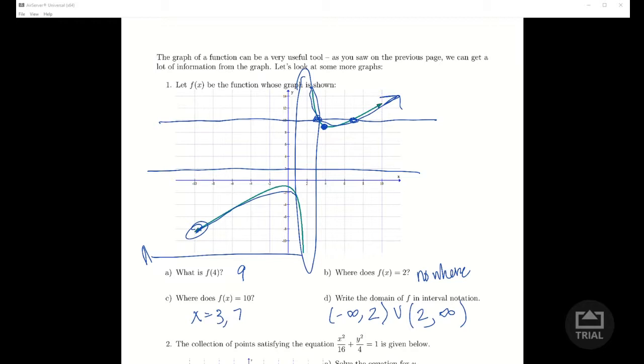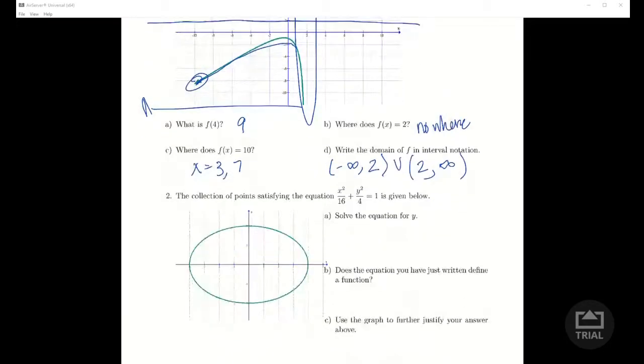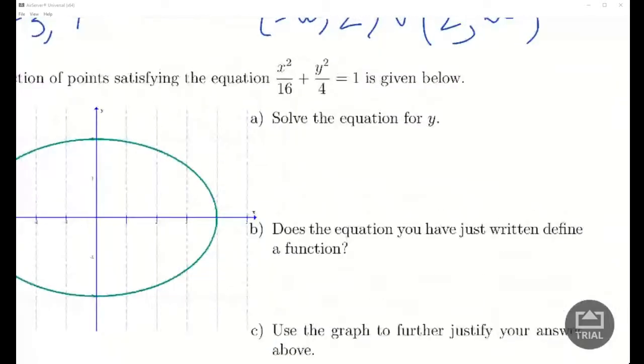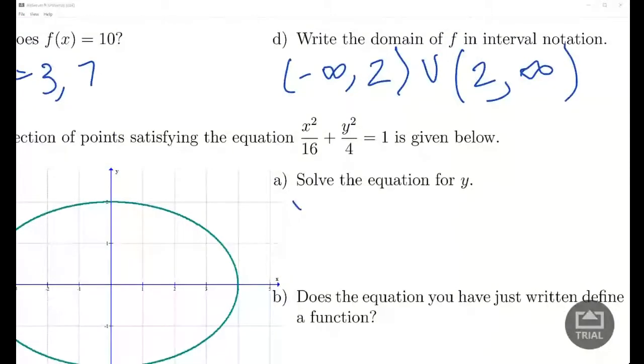So, any questions about that example? Okay. Now, I'm not going to have room to do this here. Solving this equation for y, I'll try to fit it in here.